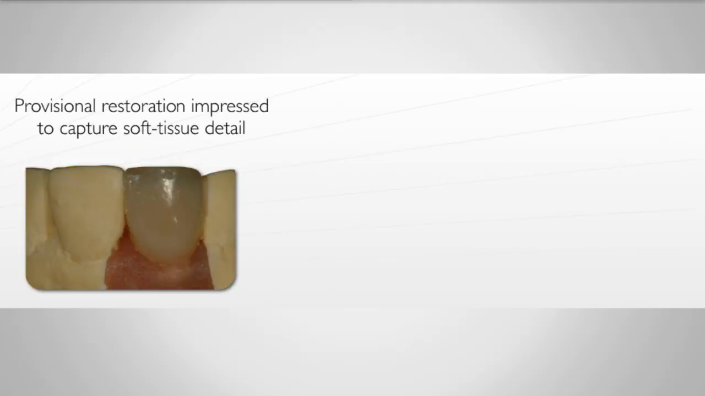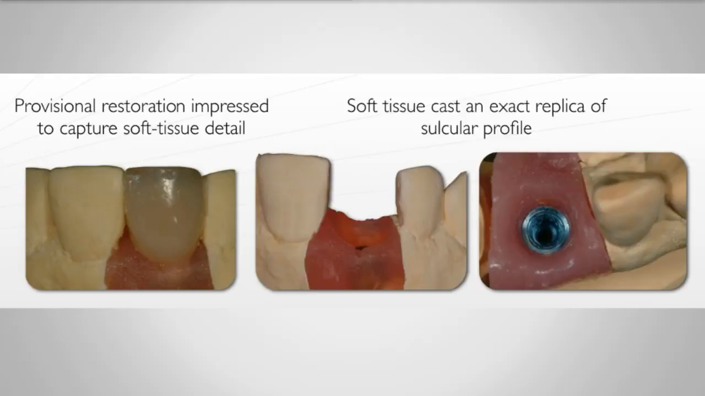So here's that provisional restoration on there. So now I'm going to very accurately capture that soft tissue detail, and there's no guesswork for the lab, except the patient's going to have to wait around for half an hour or so while you do that. I'll then take that off of there, and you now have a very accurate cast for your lab to fabricate the abutment and the crown on.